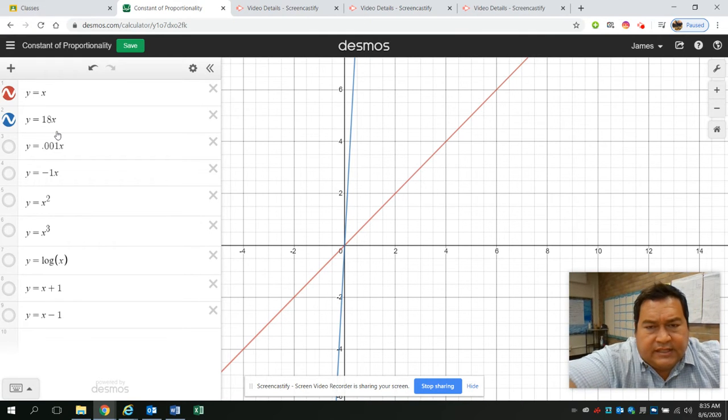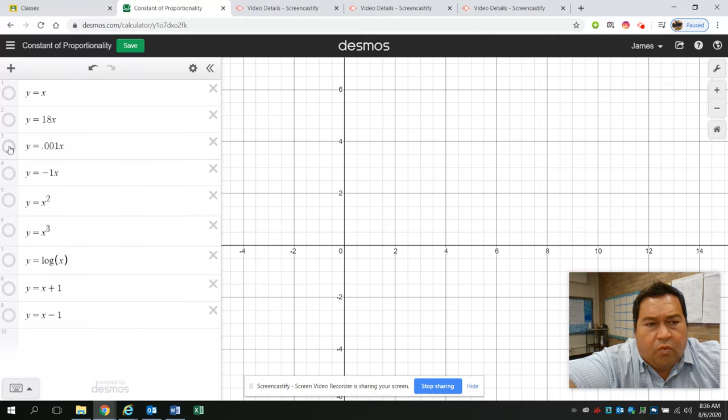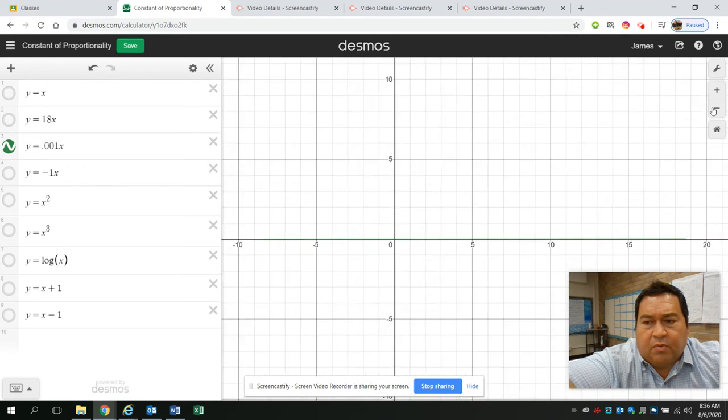Yes. You see that the equation y equals 18x passes through the origin. All the elements of x have a corresponding y. So yes, that is a constant of proportionality. What if y equals 0.001x? Well, sure, that is a constant of proportionality.